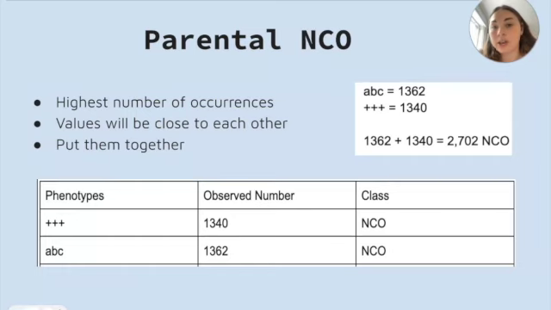First, the parental non-crossover group can be identified, as this group will have the greatest number of occurrences. The two phenotypes with the highest observed numbers were +++ and ABC. These two observed numbers are close to each other.